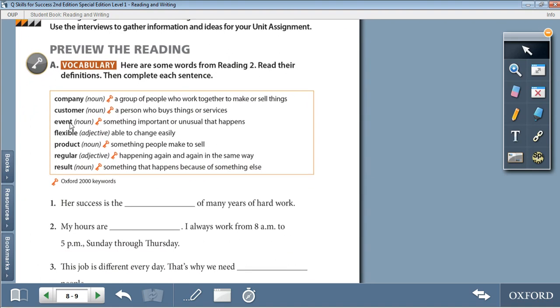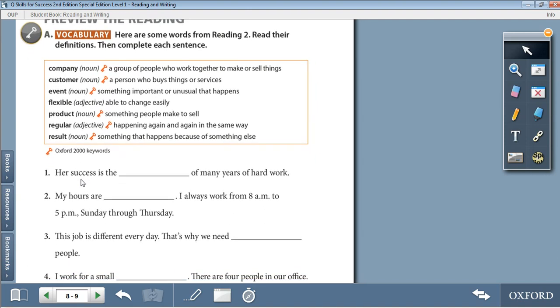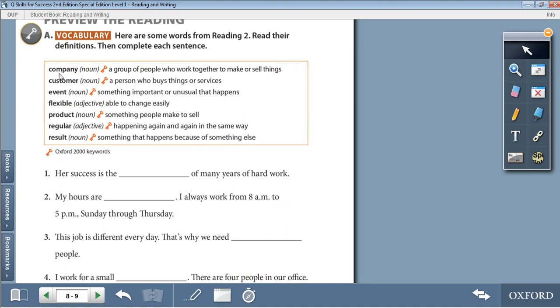First of all, in activity A, we have the vocabulary activity. Here are some words from reading 2. Read the definitions, then complete each sentence. Now, unlike the vocabulary activity in lesson 1, here you have the word and its definition, and you need to put the word in the correct sentence. Let's read the definitions first.